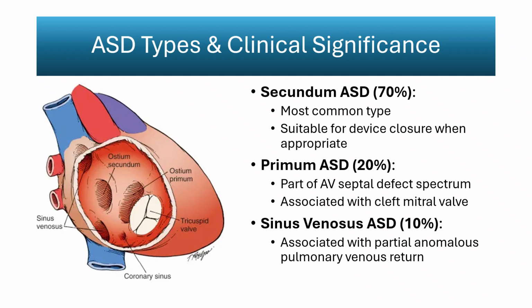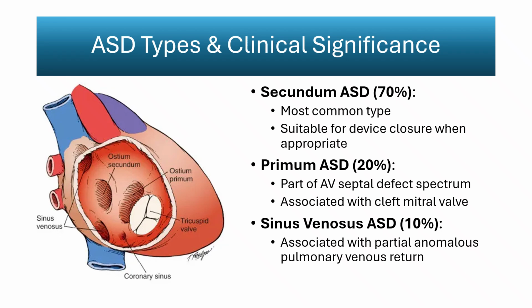Primum ASDs account for about 20%. They are part of the atrioventricular septal defect spectrum and commonly associated with a cleft mitral valve. Because of this association, primum ASDs nearly always require surgical repair rather than device closure.